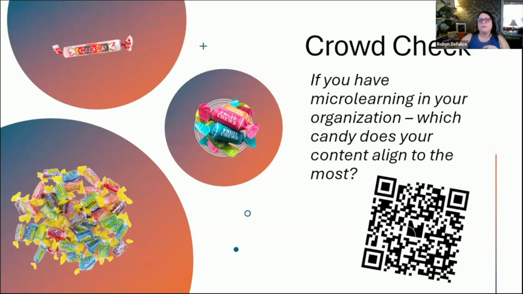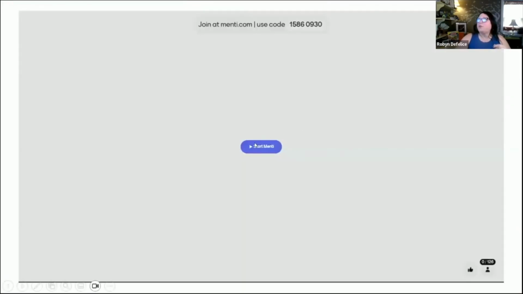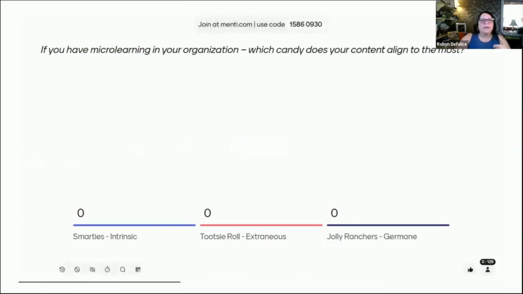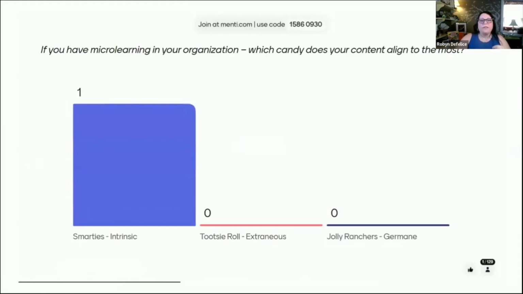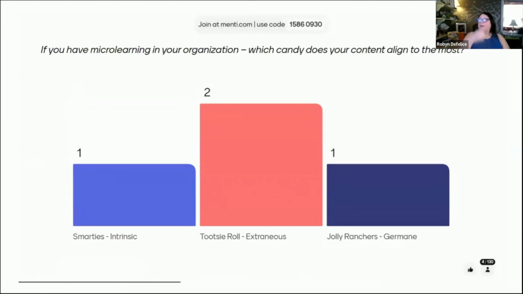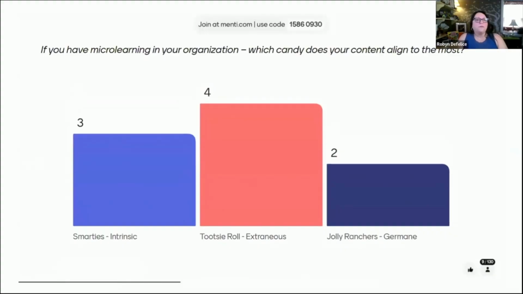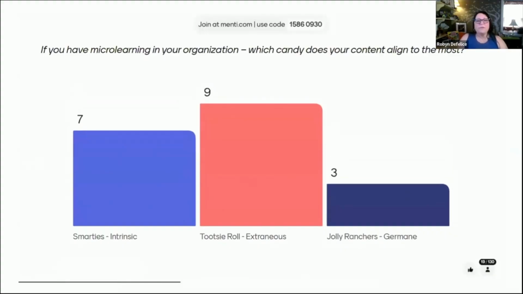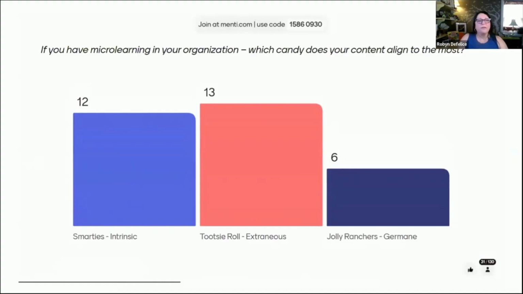And I'm starting to see maybe some folks begin to put in their pieces of candy. But which is it that you think you are? Are you a Smartie? Are you a Tootsie Roll? Or are you a Jolly Rancher? I see a lot of people coming in now. I think there's a few of you putting in here. We'll see for a moment what we've got going on.